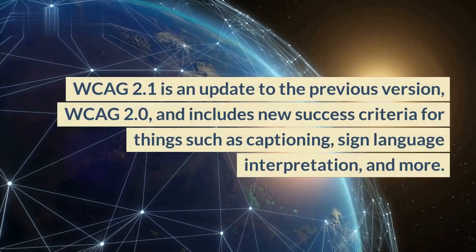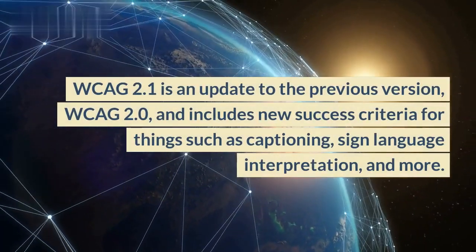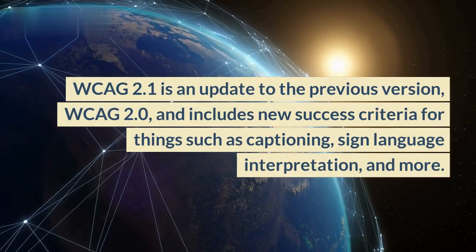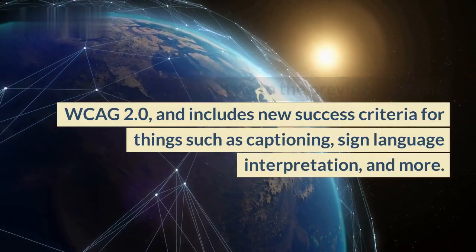WCAG 2.1 is an update to the previous version, WCAG 2.0, and includes new success criteria for things such as captioning, sign language interpretation, and more.